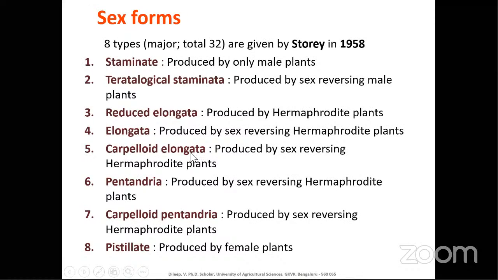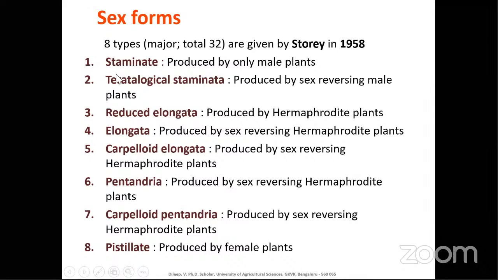And the sex form, this is the important thing. You have to remember this. It is also one of the asked questions. What is said by Hofmeyr and Storey, Higgins and also Gonsalves. These are the scientists that are asked predominantly in papaya. So Hofmeyr and Storey reported 8 sex forms. There are majorly 32 sex forms, but the major sex forms are 8. That is staminata, teratological staminata, elongata, carpellate elongata, pentandria, carpellate pentandria, and also pistillata. Okay, pistillate is the stable sex form.